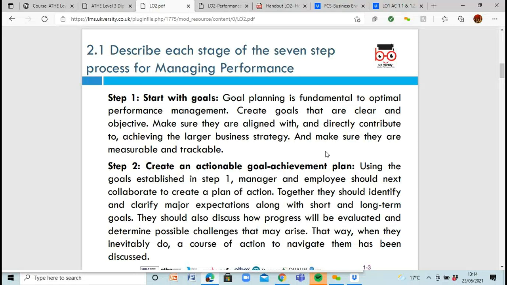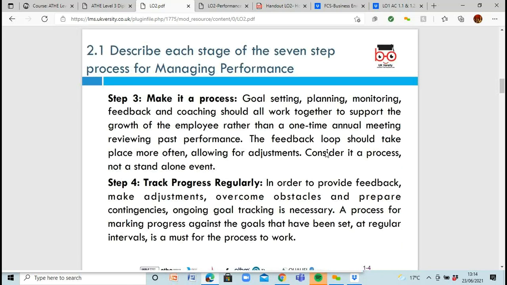They're going to talk to each other, and they're going to work together to collaborate and create a plan of action. So they'll identify any major expectations they have and any issues that might come up as well. So they look at short-term and long-term goals, then they discuss how it's going to be done, and they'll also see how well it will go and if there are any challenges that might come on. Say if you need specialist equipment further down the line, how are you going to overcome that? So you just discuss it as a team and see how we're going to get to where I want to go. Okay.